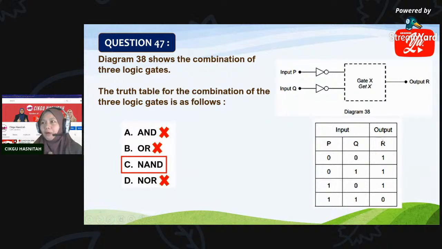So this is our output coming at R: 1110, as shown in this table. 1110. So which gate we place here will give you 1110? That is the NAND gate. The answer is NAND gate.